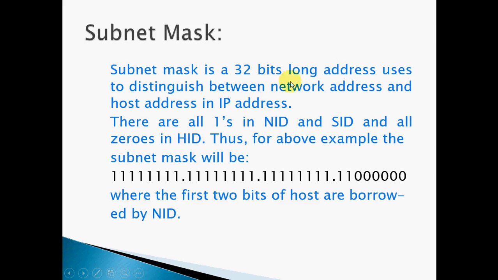Subnet mask is a 32-bit long address which is used to distinguish between network address and host address. It's a mask, that is, it is used to identify the subnet to which the given IP address belongs. There are all ones in the network ID and subnet ID, and all zeros in the host ID for the subnet mask. Thus, for the above example, the subnet mask will be 255.255.255.192. Here it is represented in binary numbers, and the first 2 bits of the host are borrowed by the network ID. That is, these 2 bits we have borrowed to create the subnetting.